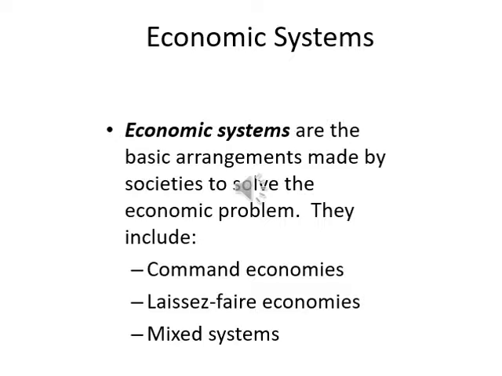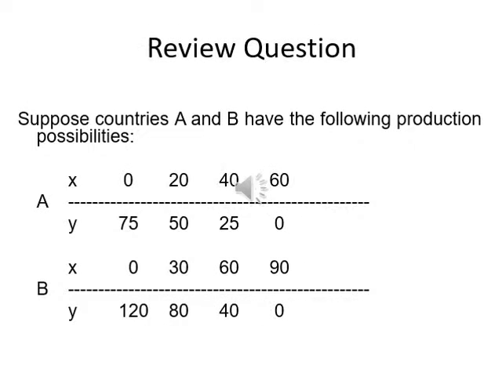Review question. Suppose countries A and B have the following production possibilities. A: X 0, 20, 40, 60; Y 75, 50, 25, 0. B: X 0, 30, 60, 90; Y 120, 80, 40, 0.